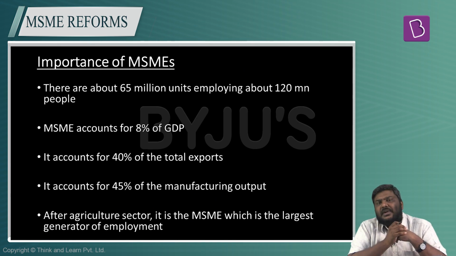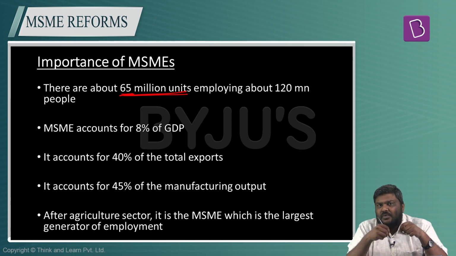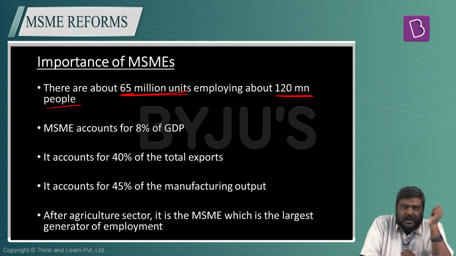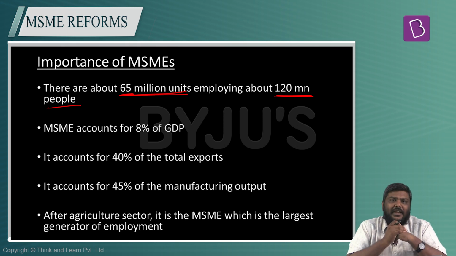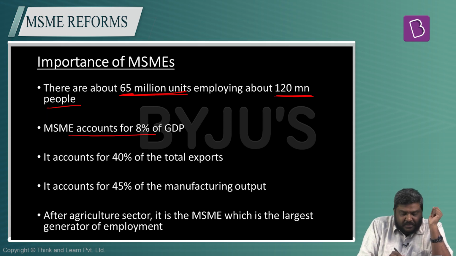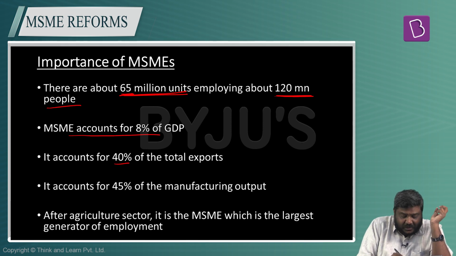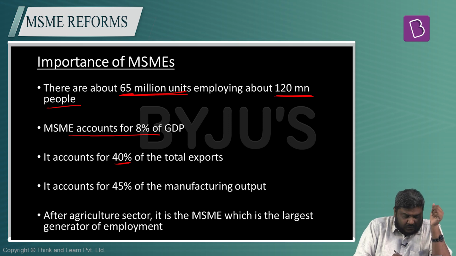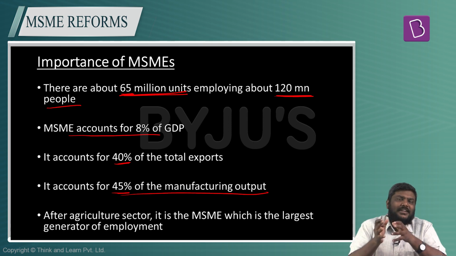What is the importance of this MSME sector? One, more than 65 million units are present in India, which have created employment of more than 120 million. After the agriculture sector, it is said to be the largest employment generation sector in India. Second, MSME accounts for around 8% of GDP. That's a very huge number. Third, it accounts for more than 40% of the total exports from India. Fourth, it accounts for 45% of the contribution in the manufacturing sector.